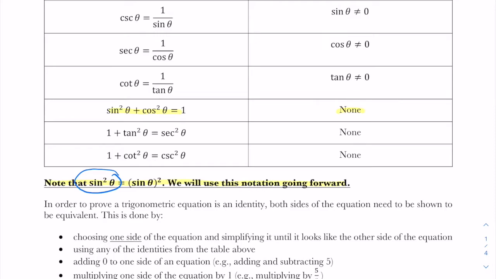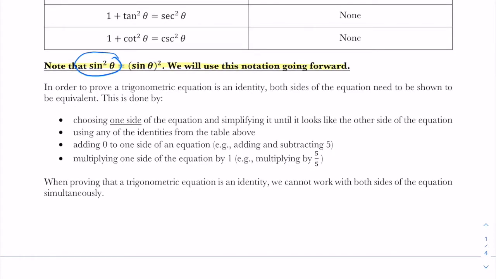What we're doing in this lesson is proving that an identity is true. So you'll be given an equation, and we'll be proving that that equation is in fact an identity, meaning both sides of the equation are true for all values of the independent variable. Here's how we prove that an equation is an identity.